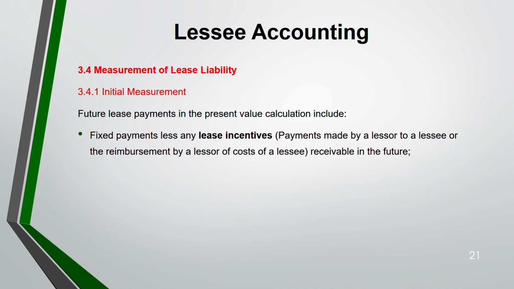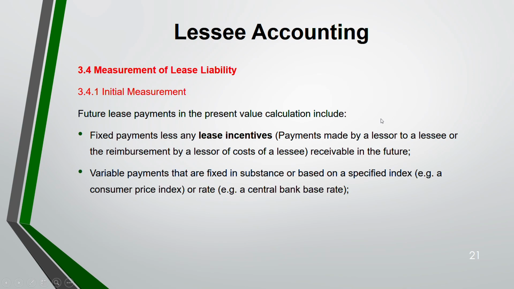Okay, so payment made by the lessor to the lessee or reimbursement by a lessor of cost of lessee that is receivable in the future. We do not want to know why the lessor might do the payment or how we have to calculate. If ever the lessor makes a payment to the lessee, it will be given to you in the question. You just have to take it and deduct it from fixed payment. That's it. You don't have to know how the lease payments are done, how the payment made to the lessor are done, and why they do it. Conditions, no.